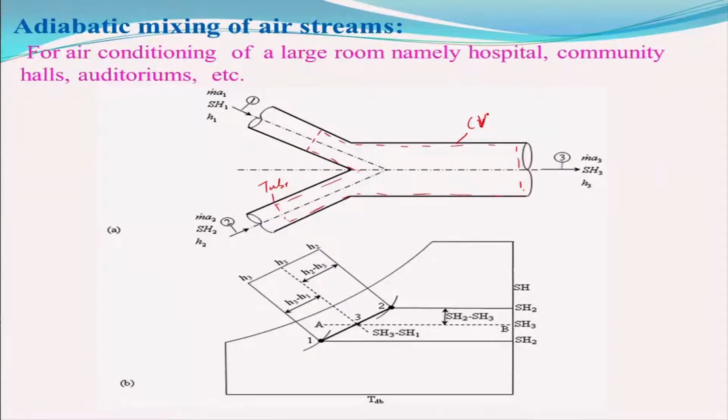You can do the mass balance, energy balance and other things. Of course, you will also have to use the psychrometric chart which I have shown here: this is station 1 and this is station 2. If you join them, you will get station 3 in between. You can use this very easily to get the calculations.